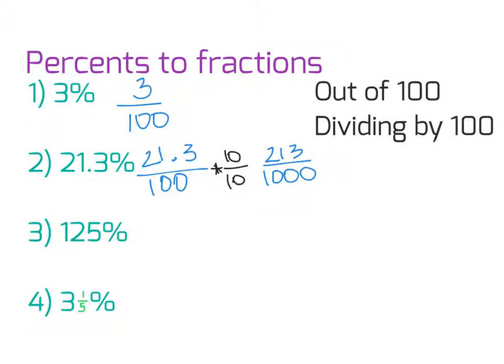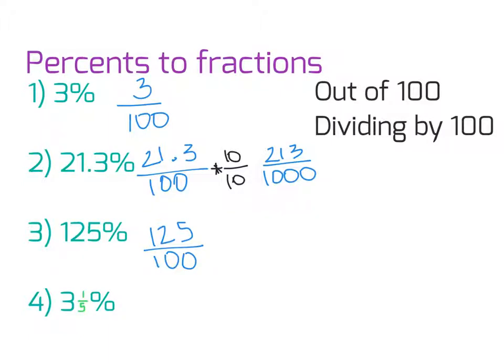The next example is 125%. So when we think about this, we just go back to, well, that's 125 out of 100. From here, we can go ahead and simplify it. If you want, you can keep your answer as a mixed number, or you can leave it as an improper fraction. But either way that you do it, we need to simplify it.